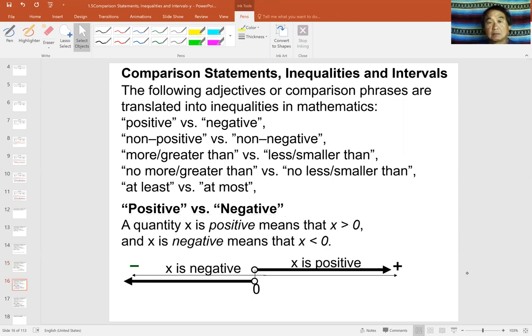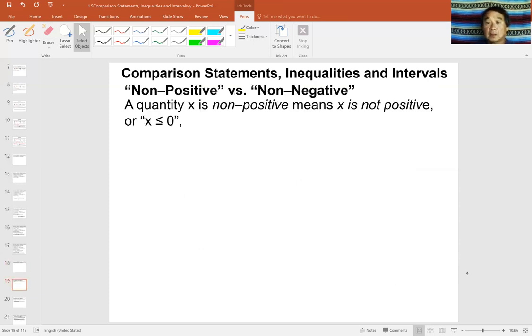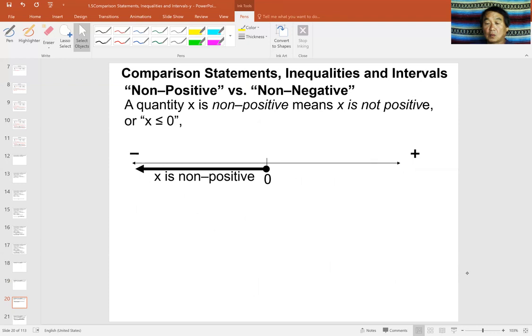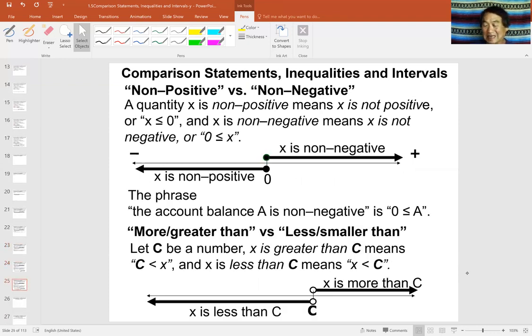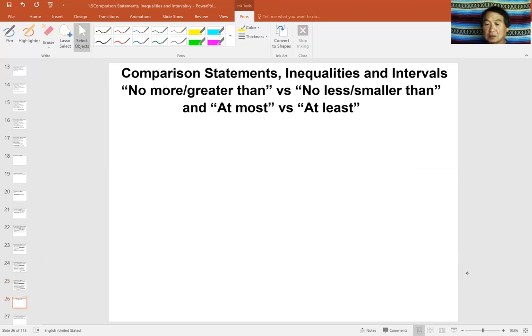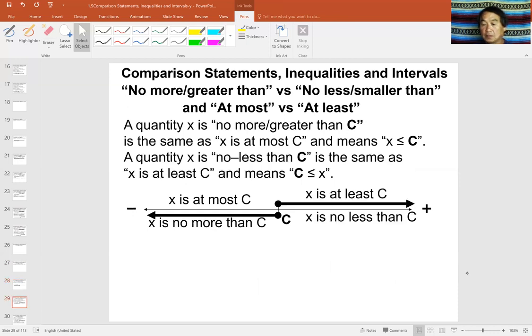Negative. The phrase "temperature T is positive" is translated into the mathematical symbol 0 less than T. Non-positive and non-negative just mean one more point, including the endpoint. I'm going to scan through these, and you can think about all the sentence structures: at most, at least, no smaller, no bigger. At least means the same as no less than.